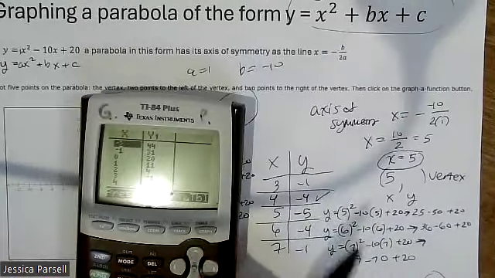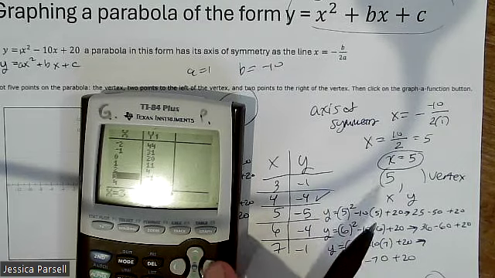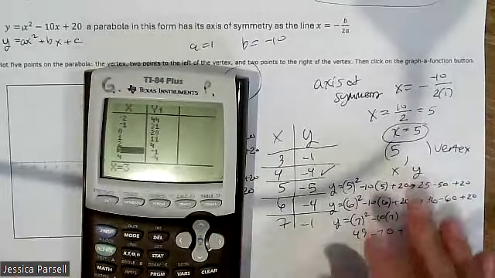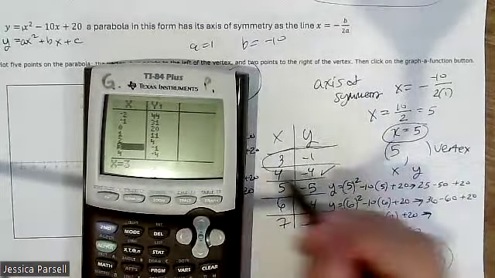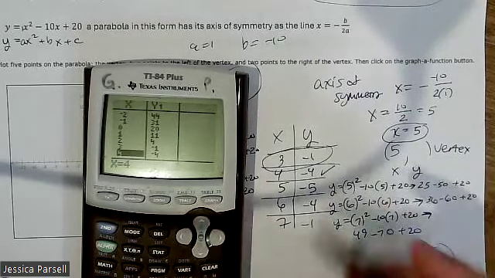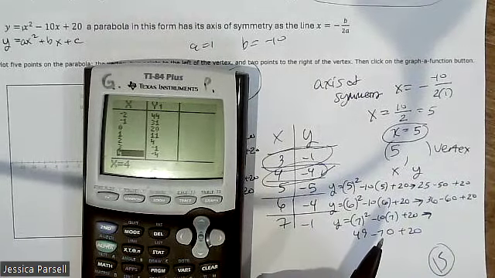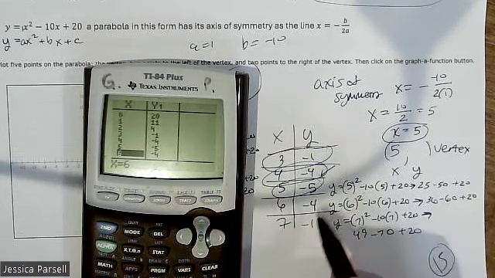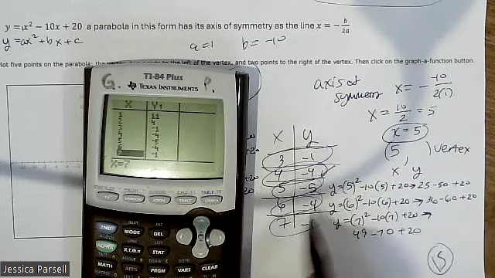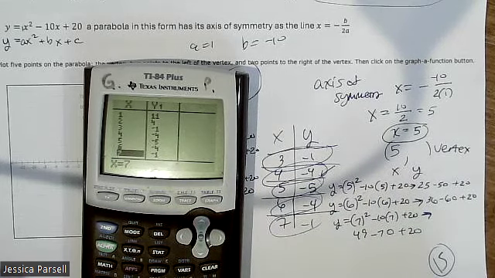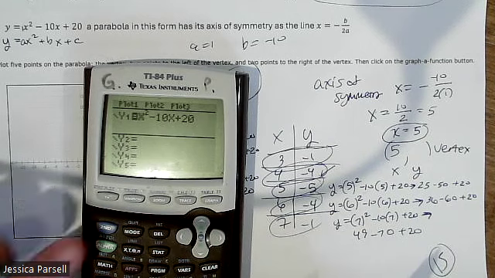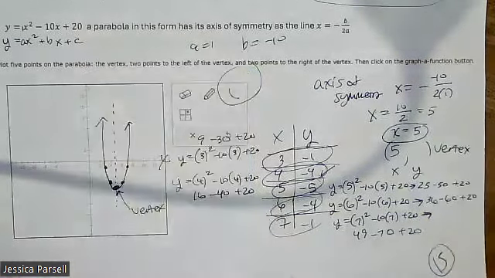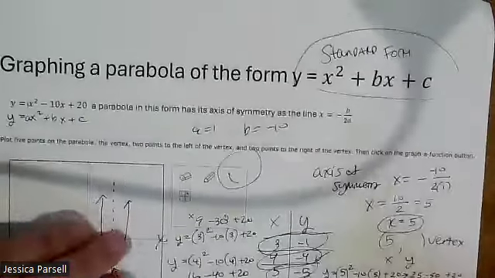So let's do that. So when x was 3, we found that y was negative 1, right? When x is 4, we found that y was negative 4. We keep going, 5, negative 5, 6, negative 4, and 7, negative 1. So these graphing calculators can really help you out. These are not required for the course because they're expensive, but if you have one, you might as well use it.